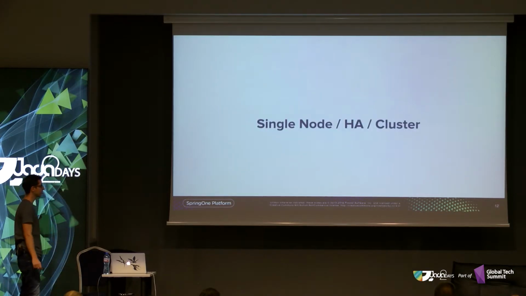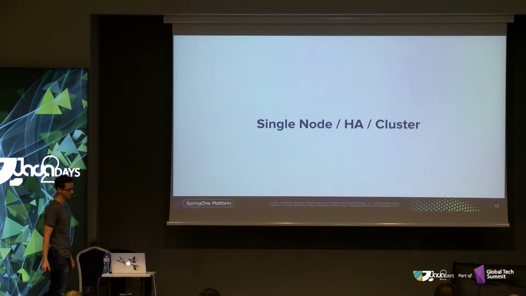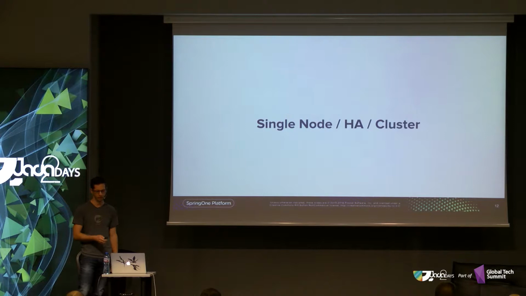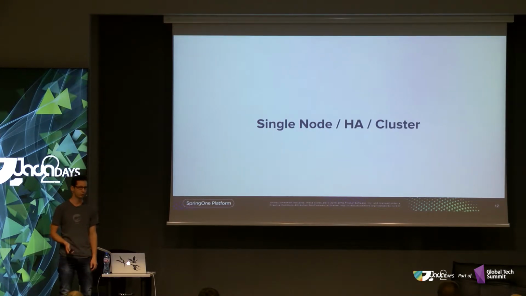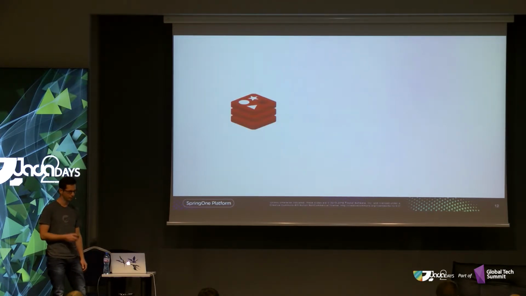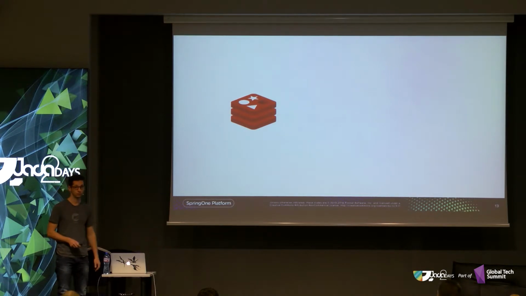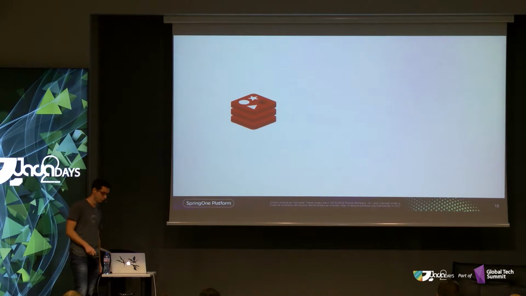Okay, let's have a look at some typical Redis scenarios: the single node, HA for high availability, and the cluster that came with the 3.0 release of Redis. Easy. Single node Redis instance, just start playing around with it. That's what we're going to do right now.